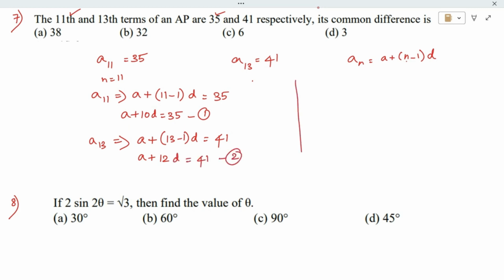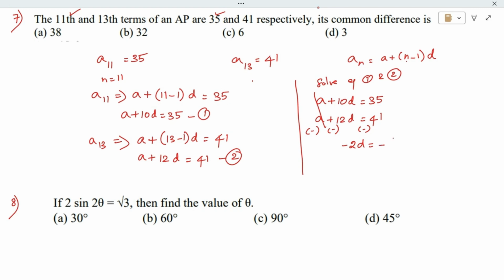Now I am going to solve equations 1 and 2 by the elimination method. So a + 10d is equal to 35, a + 12d is equal to 41. Now change the sign to cancel a. So 10d - 12d is equal to -2d, and 35 - 41 is going to be -6. So cancel minus and minus on both sides. So d is equal to 6 by 2. So d is equal to 3, which is option D.